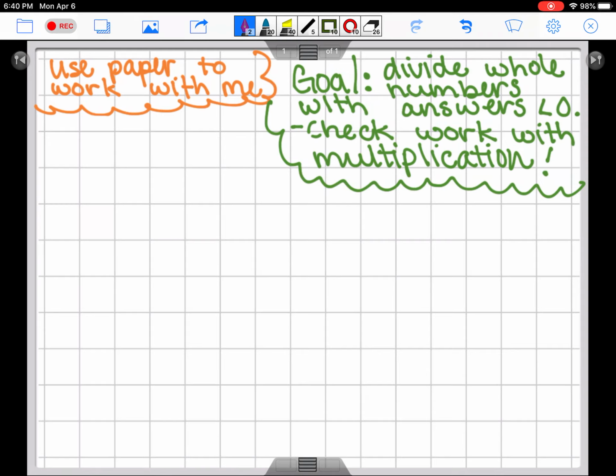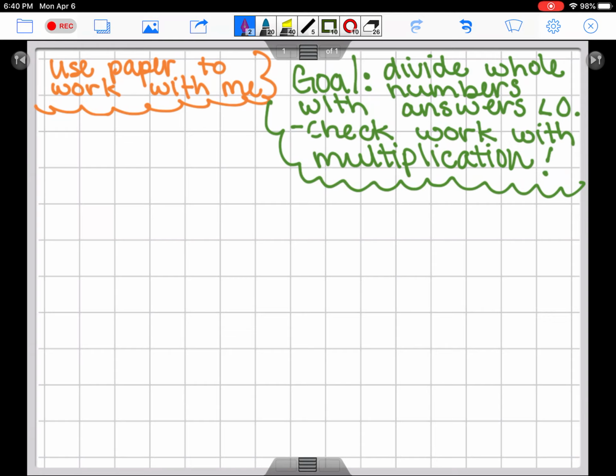Our goal today is to divide whole numbers that have answers or quotients less than 1. So these are going to be decimal answers with no whole numbers right now. We also want to make sure that we're checking our work with multiplication. This is one of the best ways to help us be successful, is making sure that we remember to check our work. All right, team members, that said, let's jump in.